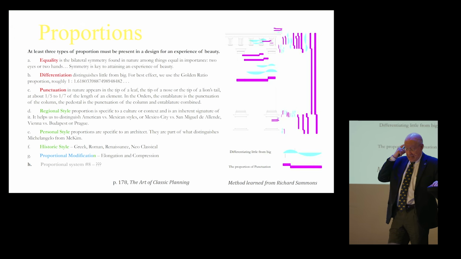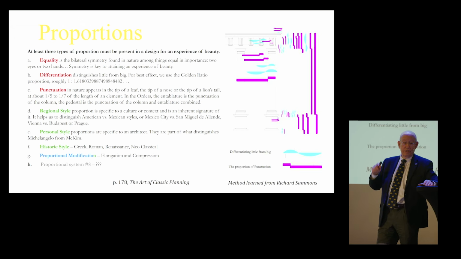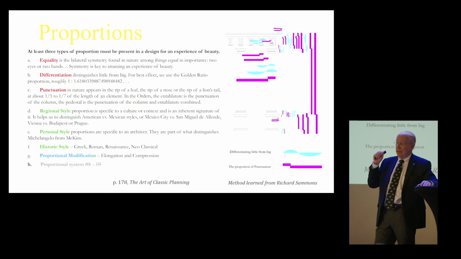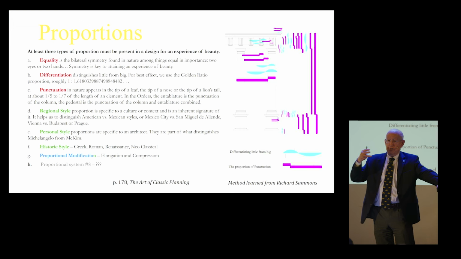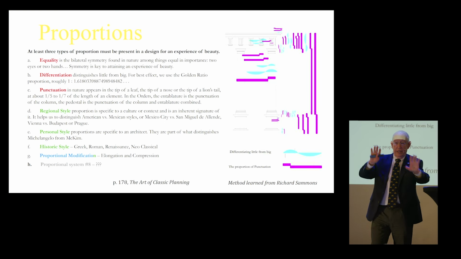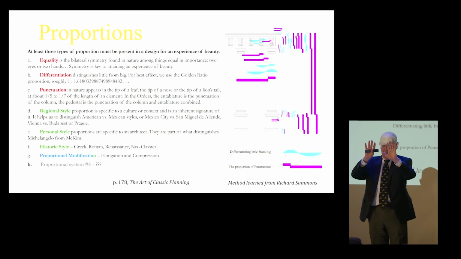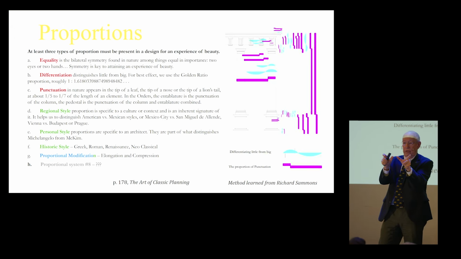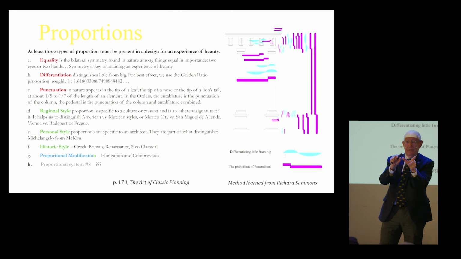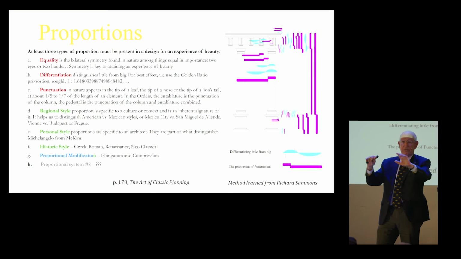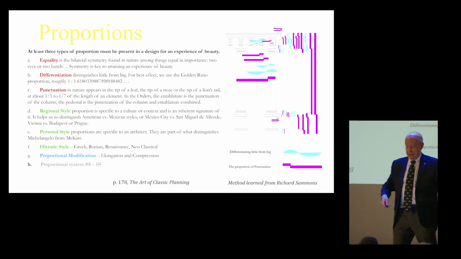Proportions. There are 8 types of proportions that are active at any moment in a design. The first 3 are essential. You have equality, which is bilateral symmetry. You have differentiation, large from small, and we generally use the golden section for that. And then there's punctuation, that's the tip of the leaf. It's the last bone in my finger. The first finger is in here. It's roughly between 1/5 and 1/7.